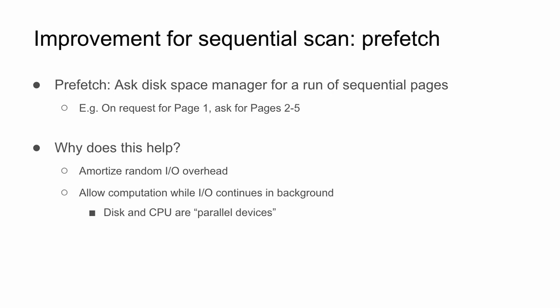Okay, so here's an improvement for sequential scans. You can prefetch data. So if you know you're doing a sequential scan, you can ask your disk space manager for a run of sequential pages. So on page 1, if you have a request, you'll be like, hey, while you're at it, can you get me pages 2 to 5 as well?